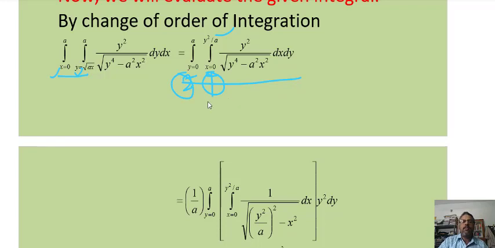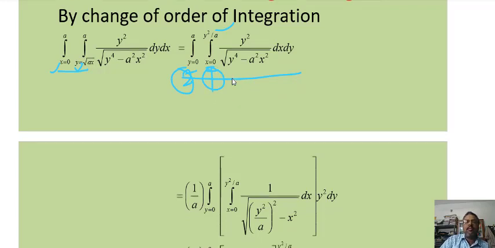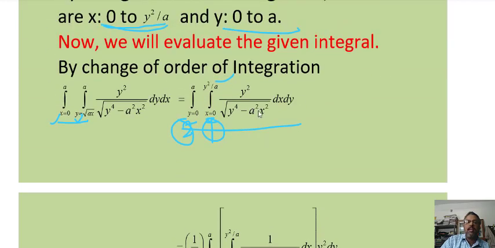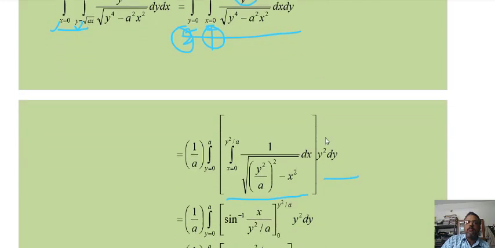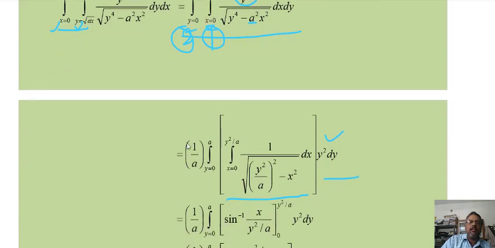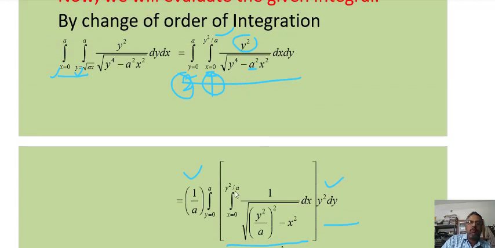Now, for integrating with respect to x, separate the x variables and y variables: inside x variables, outside y variables. Here y square is constant, so place it outside the box. Here, in these two terms, square root of a square minus x square. Now, if you take a square common under the root, you will get a in the denominator, that is 1 by a. 1 by a, integral 0 to y square by a.